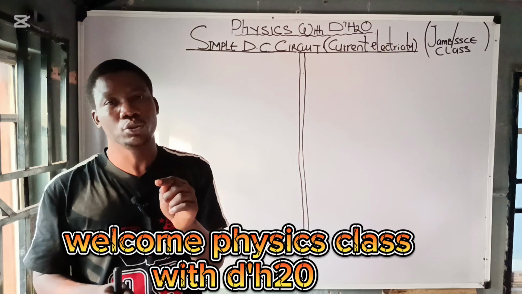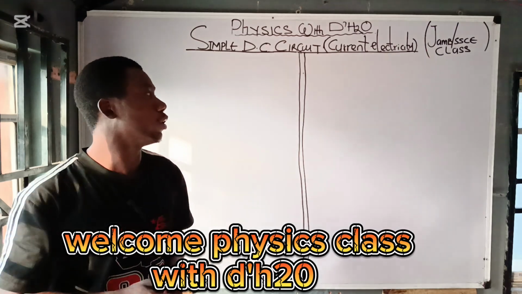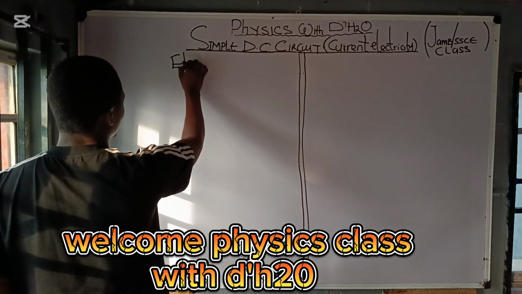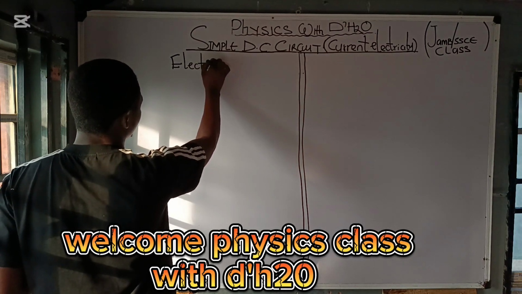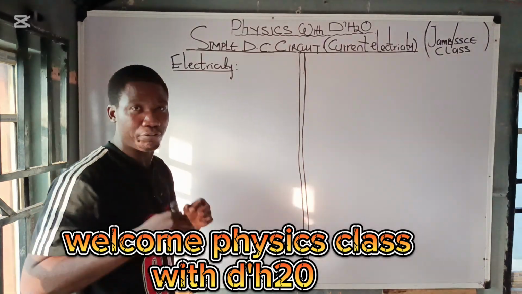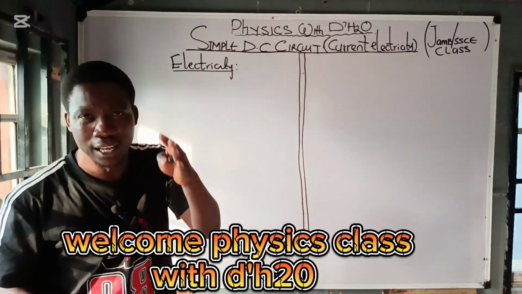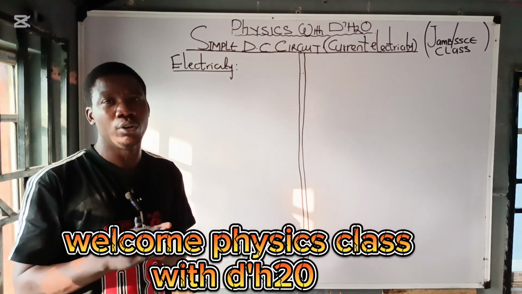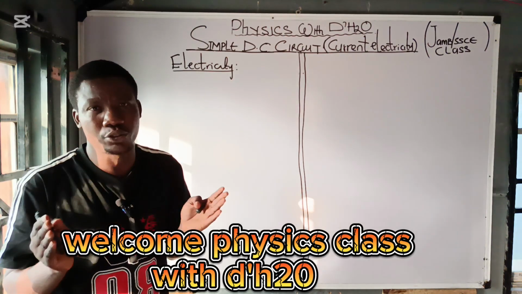Now let's dive into what we have for today. We are going to begin with what we refer to as electricity. What is electricity? Electricity simply means the flow of current through a metallic conductor. Yes, the flow of current through a metallic conductor is referred to as electricity.